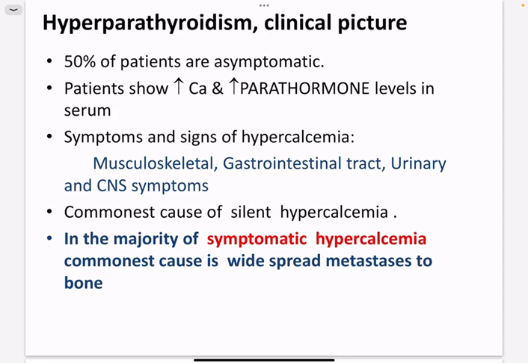Patients show increased calcium and increased parathyroid hormone, because this is related to primary hyperparathyroidism. Symptoms and signs are related to the musculoskeletal system. It causes cyst formation, and they become more prone to fractures due to the effect of the parathyroid hormone, as well as gastrointestinal tract, urinary tract, and CNS symptoms. As we said, it's the commonest cause of silent or asymptomatic hypercalcemia. In the majority of symptomatic hypercalcemia, the commonest cause is widespread metastasis to the bone from any carcinoma.